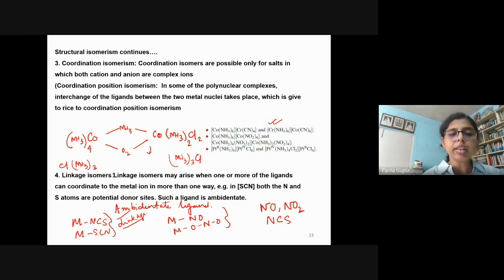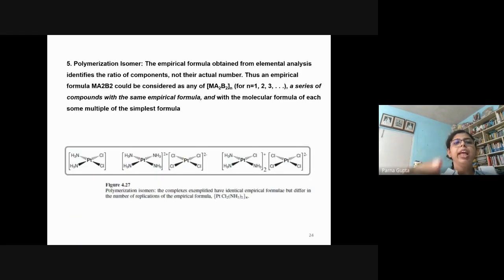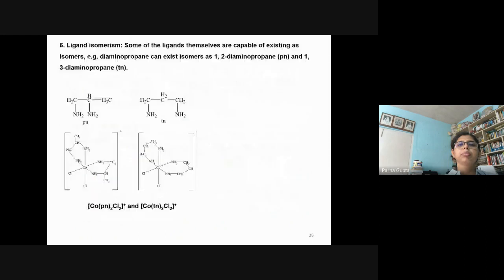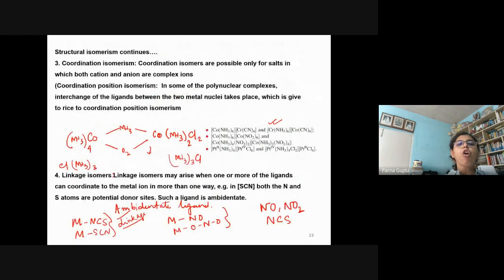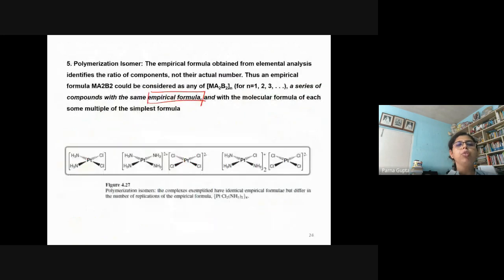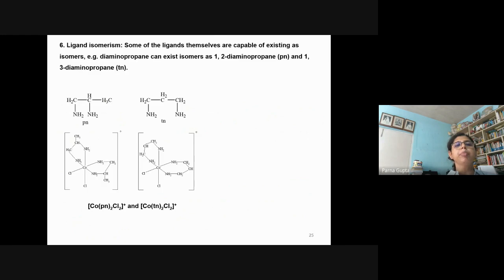Okay, the next is polymerization isomerism. In polymerization, the empirical formula remains the same, not the molecular formula. If you just go to the others, you see that the formula remains the same. From these four you can see the formula remains the same, but for polymerization, the formula doesn't remain the same, right? And this is the ligand isomerism.